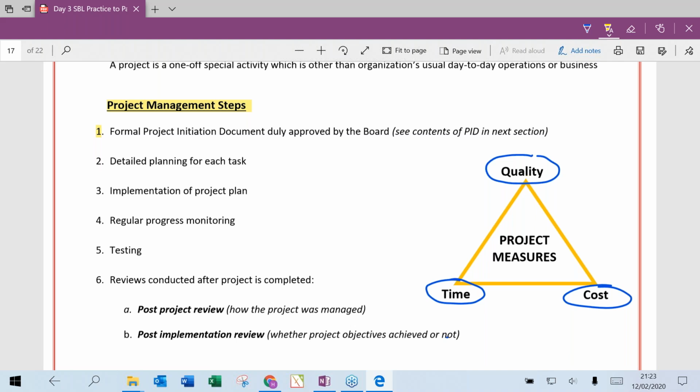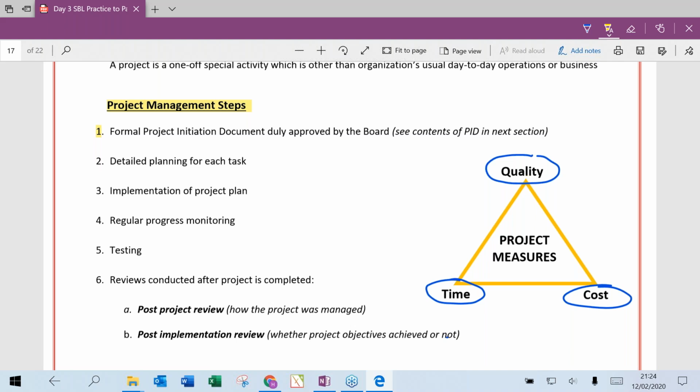So there are certain project management steps. These steps are mandatory if you want to make sure that the project is successful. So what are those steps? Step number 1: a formal project initiation document, duly approved by the board. PID, project initiation document. The first step of any project is that a formal project initiation document is prepared.